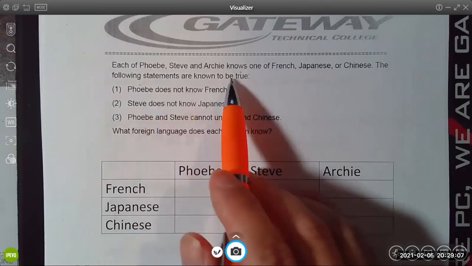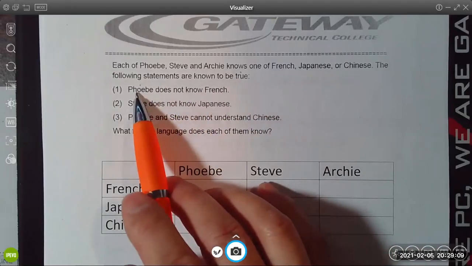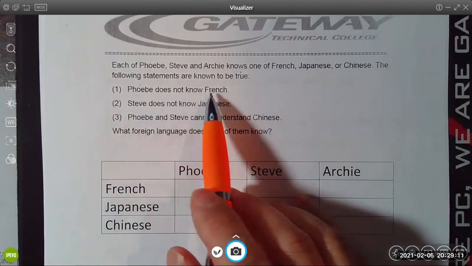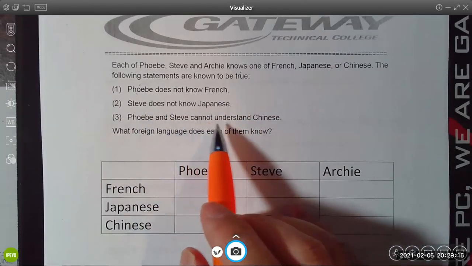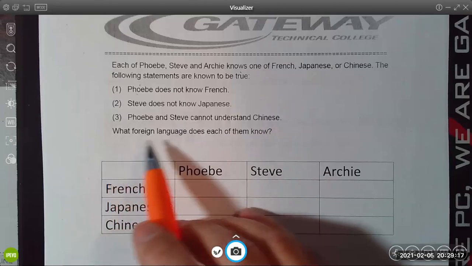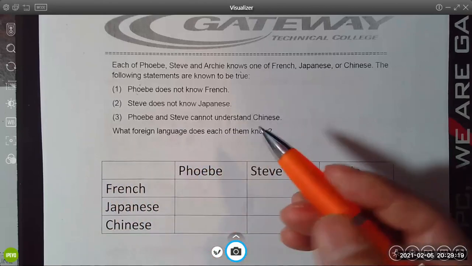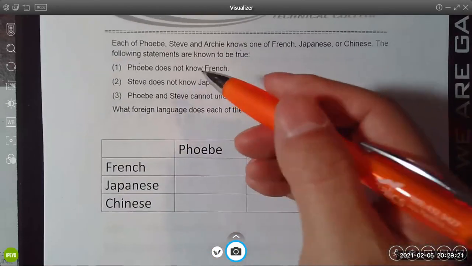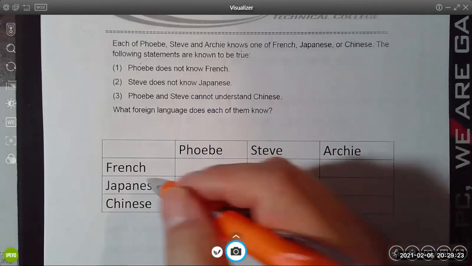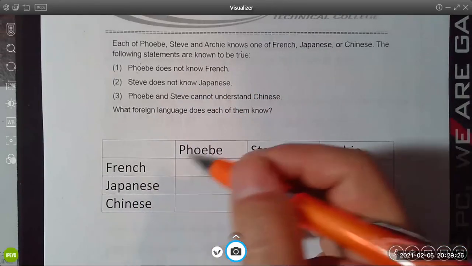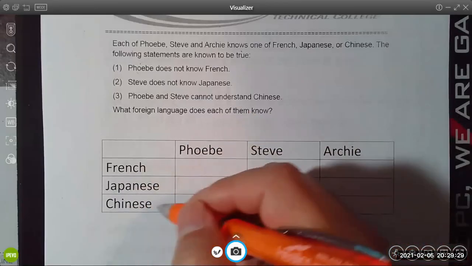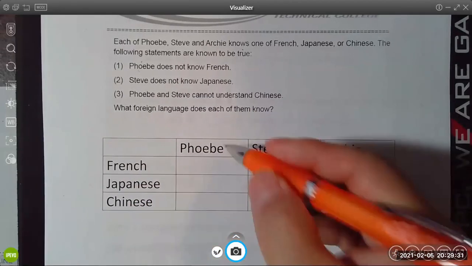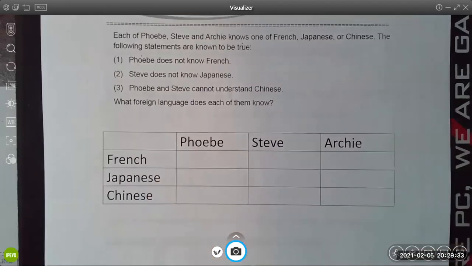We know the following are true. So Phoebe does not know French. Steve does not know Japanese. Phoebe and Steve cannot understand Chinese. What language does each of them know? So whenever you have this matching problem, match each person with a language or match each teacher with the subject they teach, you always create a table like this. We have 3 people, three languages, right?